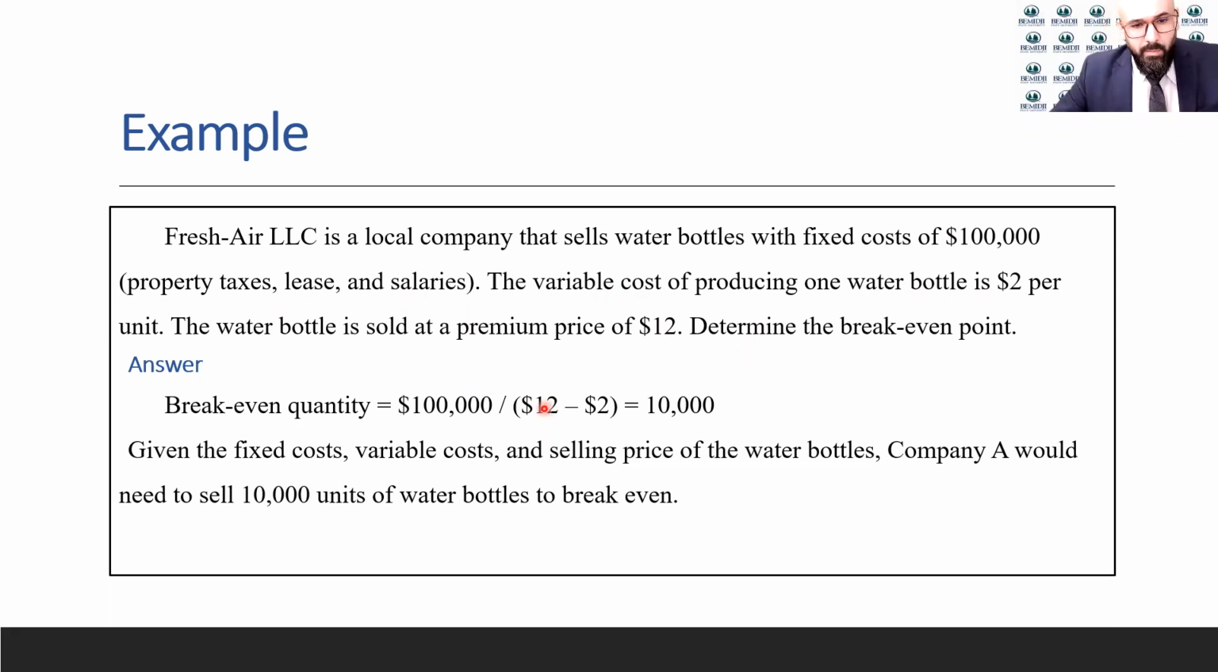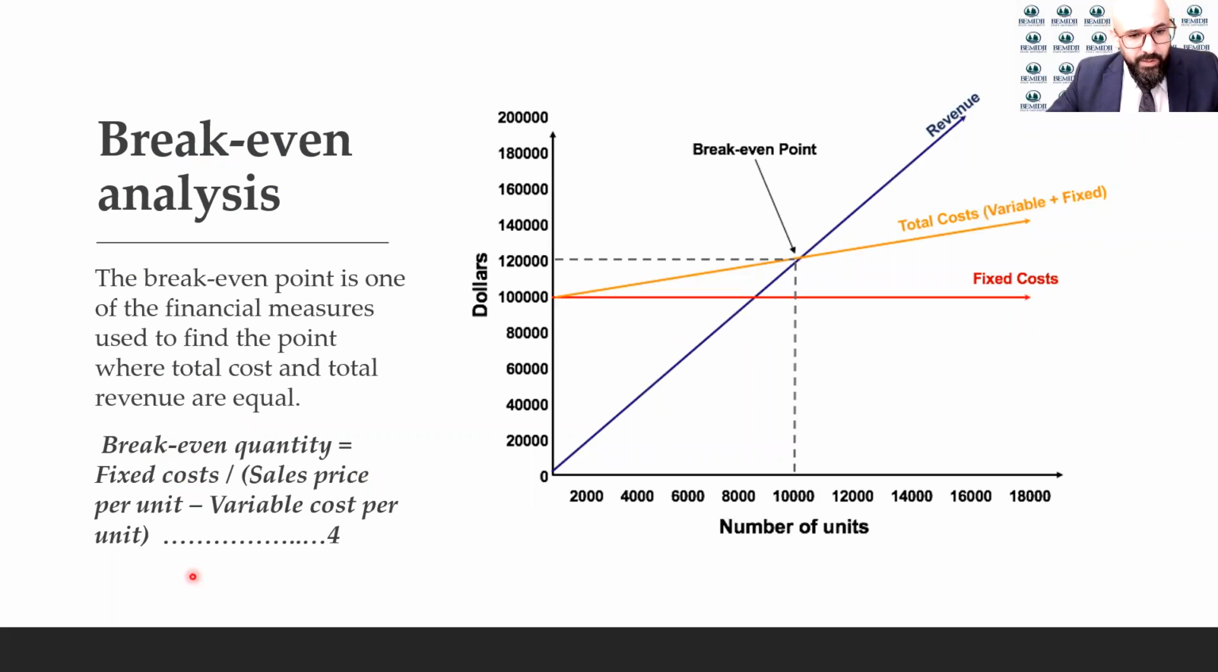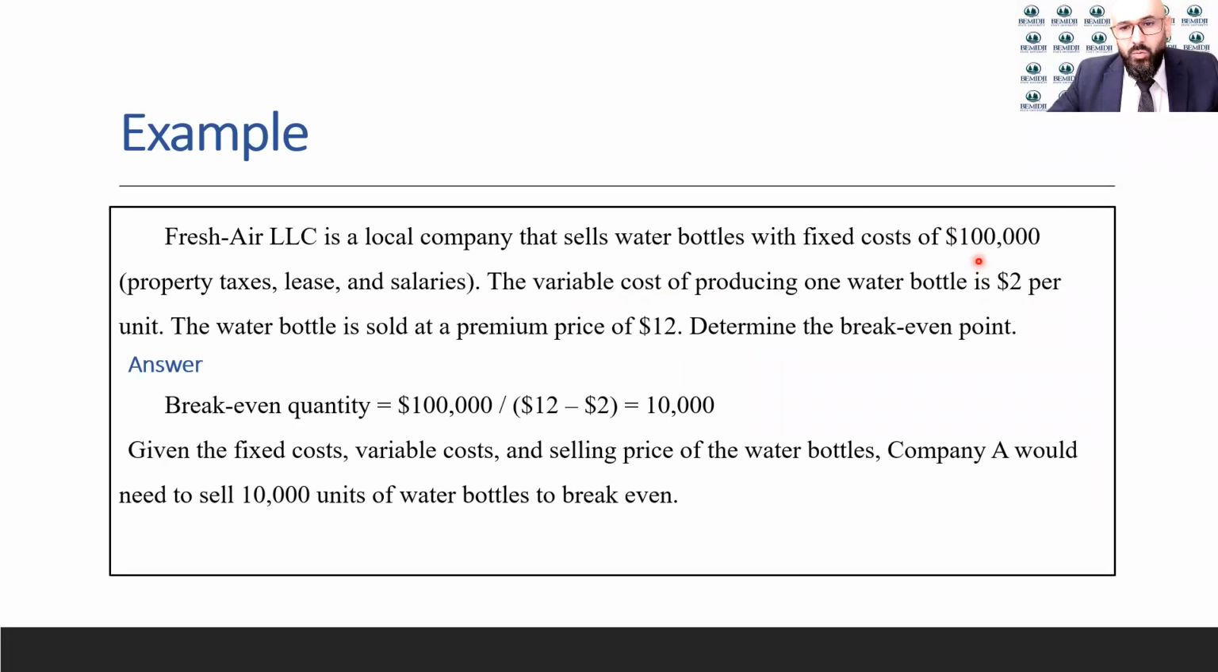So using equation number 4, going back to that equation for a little bit, the fixed cost we have to be 100,000 divided by the selling price, which is $12 minus the $2. And that will give you 10,000 units. So in order to break even the cost, they have to sell 10,000 units. So what does that mean? That means they're not making money, they're not losing any money. Whatever money they're making, they're paying it for the cost.